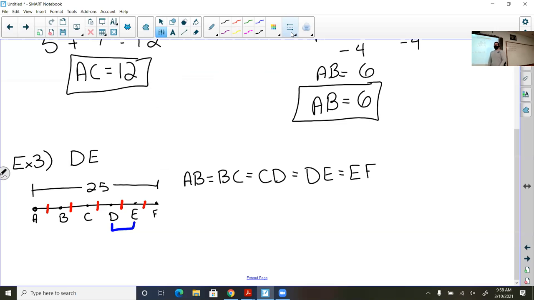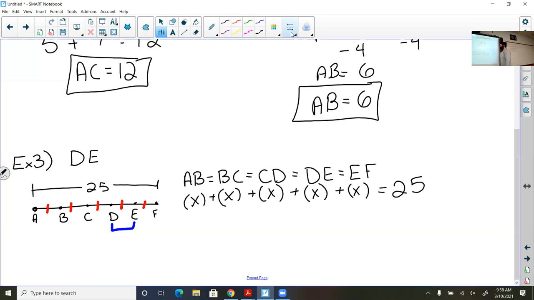So what if we wanted to set up an equation? Now, yes, I know you can probably use some mental math right now, but again, we're just going through the process. So if all of these line segments are exactly the same, I'm going to make them all be the same variable. Let's pretend that they're all x's. So this could be x, that could be x, this is x, and the last one is x. When I add them all together, it equals 25. And so my equation would be 5x equals 25.